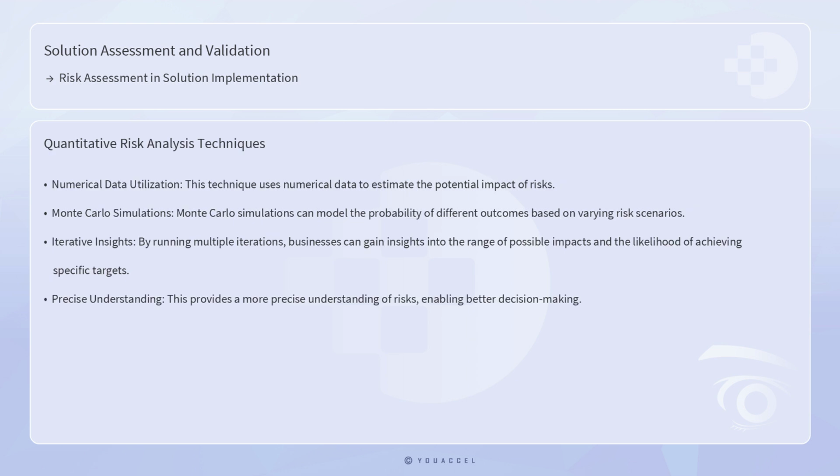One of the key methods for evaluating risks is quantitative risk analysis. This technique uses numerical data to estimate the potential impact of risks. For example, Monte Carlo simulations can model the probability of different outcomes based on varying risk scenarios. By running multiple iterations, businesses can gain insights into the range of possible impacts and the likelihood of achieving specific targets. This provides a more precise understanding of risks, enabling better decision-making.